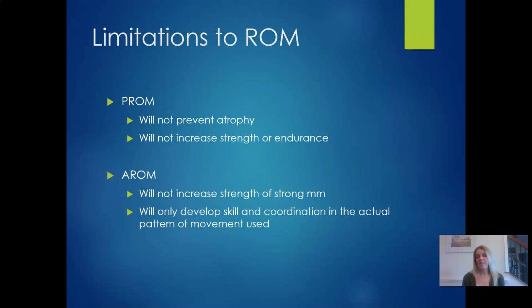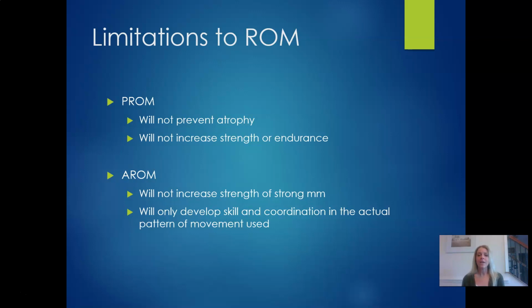Some limitations to range of motion. With passive range of motion, again, this isn't going to prevent atrophy because it's all passive. We need actual active range of motion to prevent any atrophy with our patients. It's also not going to increase strength or endurance. Active can sort of start to help with that, but passive is not going to do that.